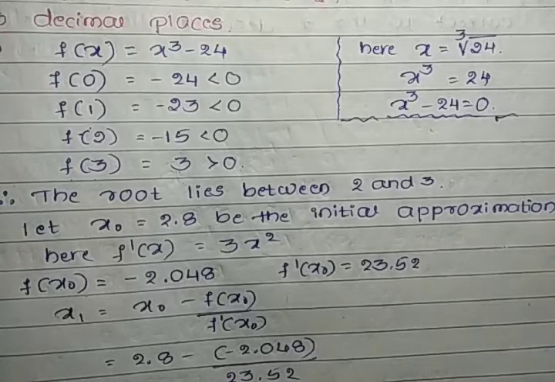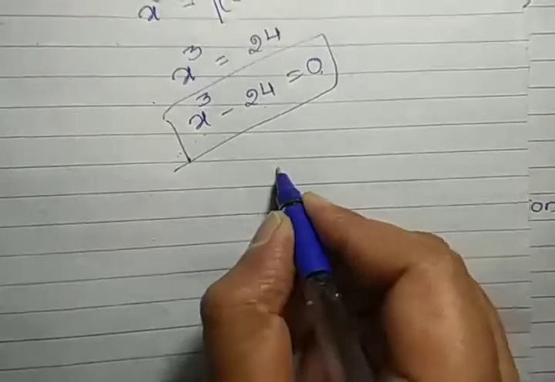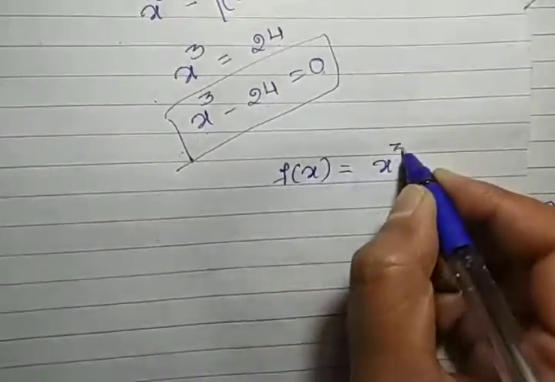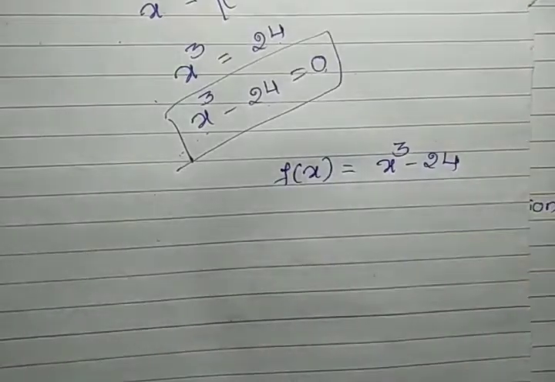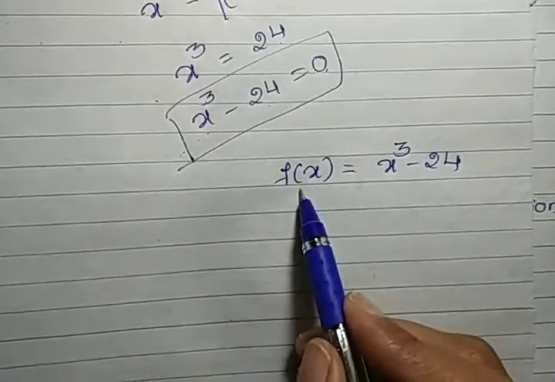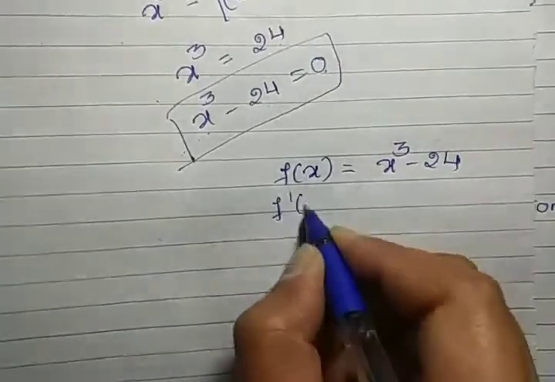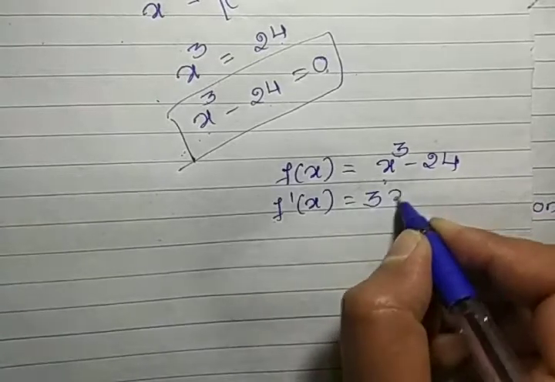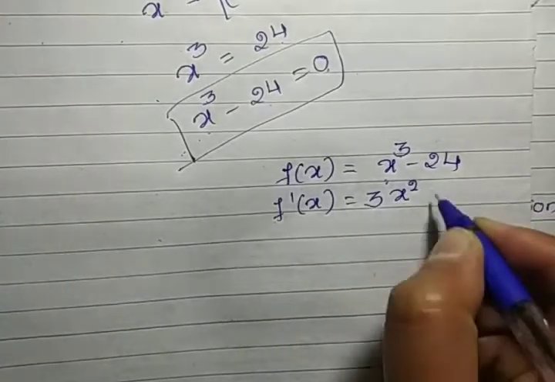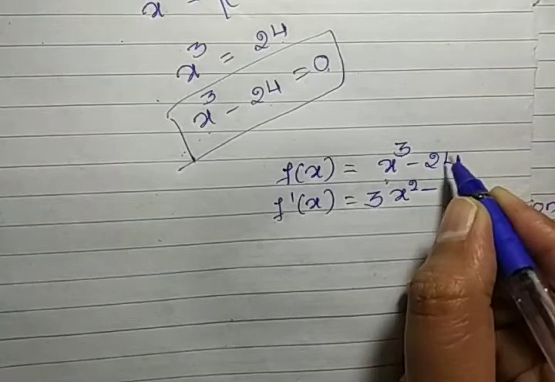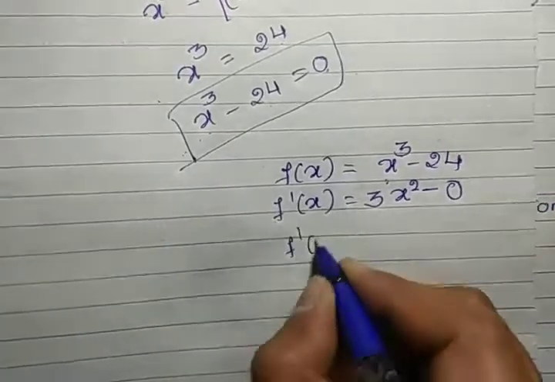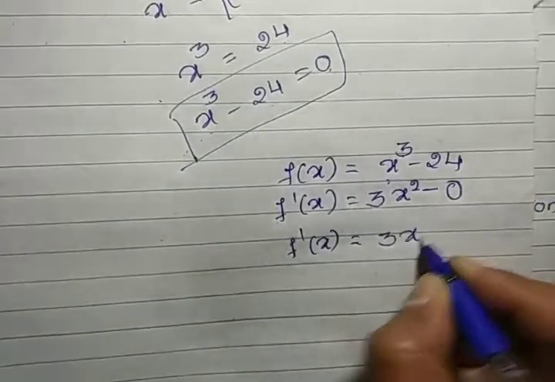Now what about the derivative of the given function? So what is the given function in this example? f of x is equal to x raised to 3 minus 24. Now take its derivative. Derivative of f of x is f dash of x. Then x cube derivative is 3x raised to 2, and 24 is a constant number, therefore its derivative is 0. Therefore f dash of x is 3x square.